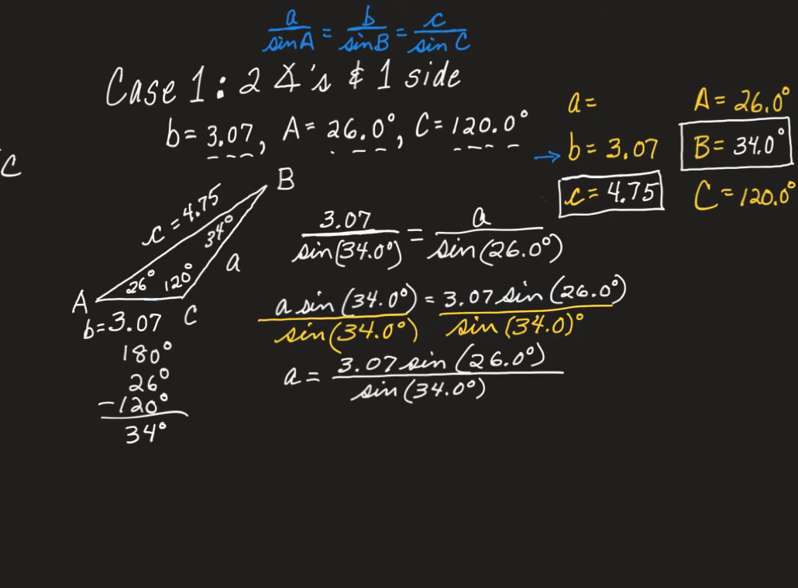Now we have to refer to the calculator. So here's approximately what you should see on your calculator, and when we round it, we get A equals 2.41. We have filled out this chart. We have solved the triangle.